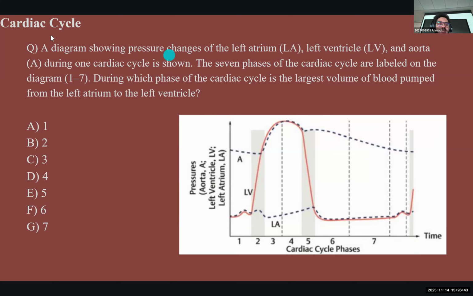So this is the first question. A diagram showing pressure changes of the left atrium, left ventricle, and aorta, labeled LA, LV, and A, during one cardiac cycle is shown. The 7 phases of the cardiac cycle are labeled on the diagram 1 to 7. During which phase is the largest volume of blood pumped from the left atrium to the left ventricle? I want to see the answers in the chat box.